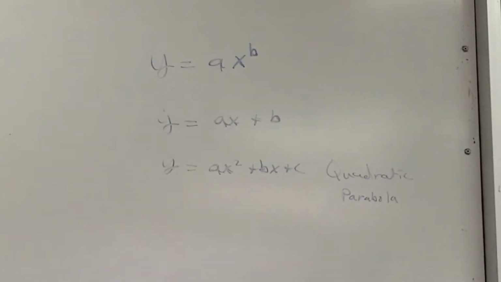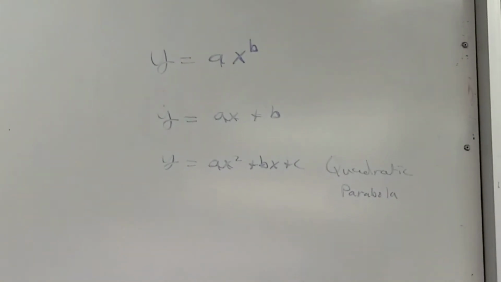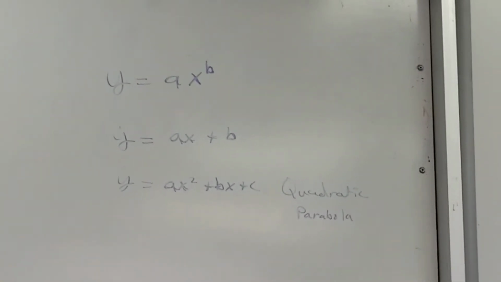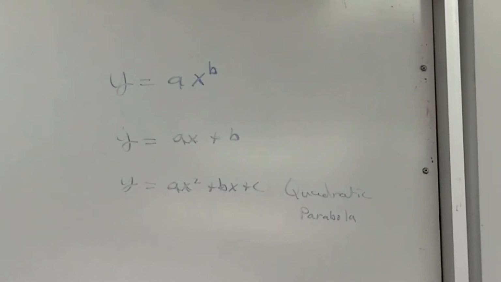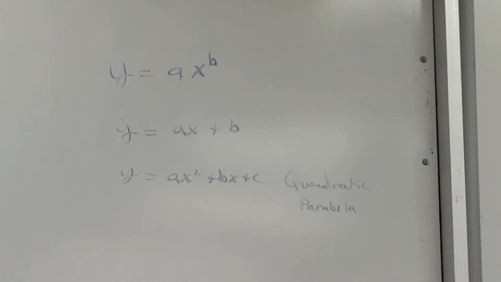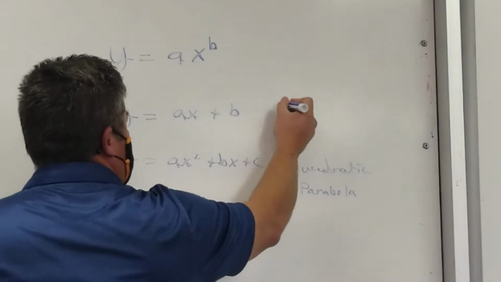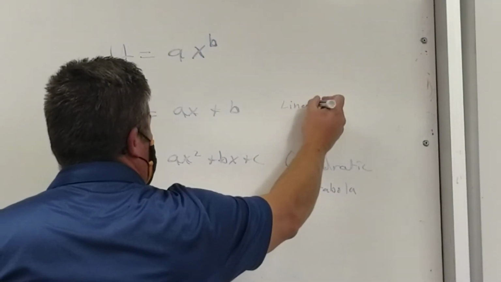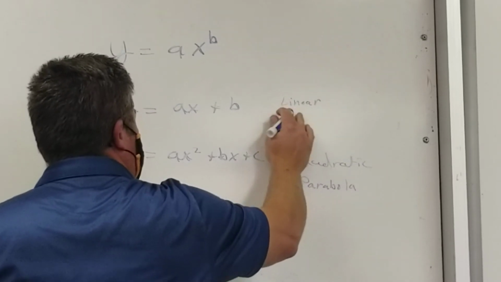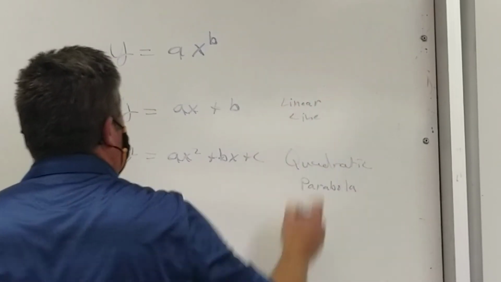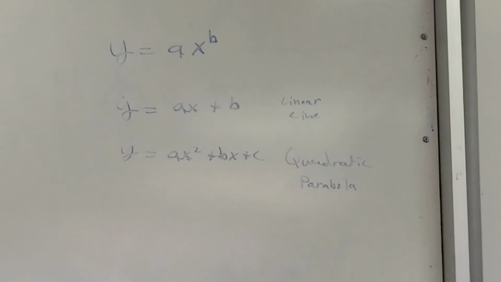Okay? And what do we call the one above that? We had those all last year. A line. Yep. It's to the first power. That's the only one with an x in it. So this is called a linear equation. And it will graph to be a line. Those are both easy.